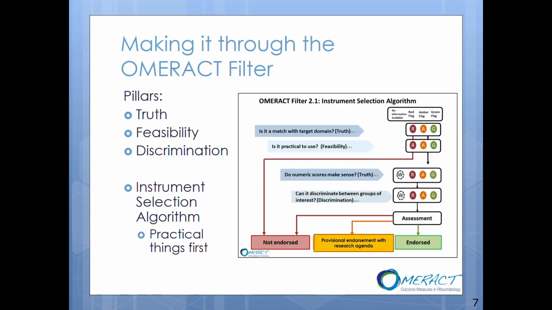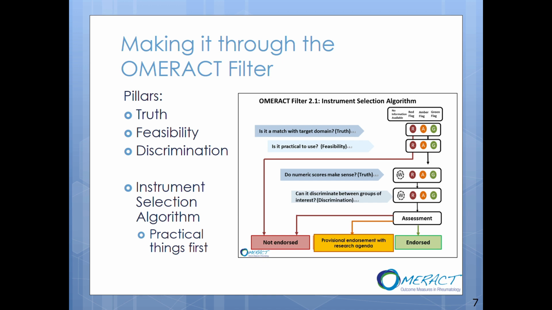So we used to always talk about making it through the OMERACT filter when we talked about an instrument. And we talked about the three pillars of the filter: truth, feasibility, and discrimination. So where are those pillars? Well, in truth, they're still here. This is the OMERACT filter instrument selection algorithm, which we'll be following through, and it's following those same three pillars.